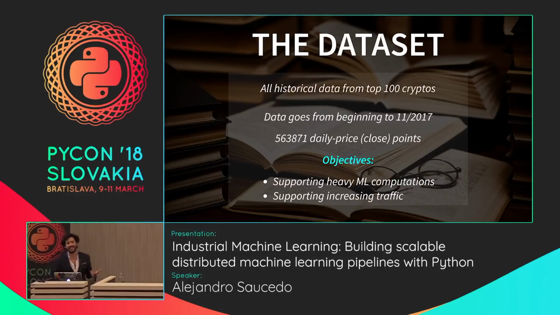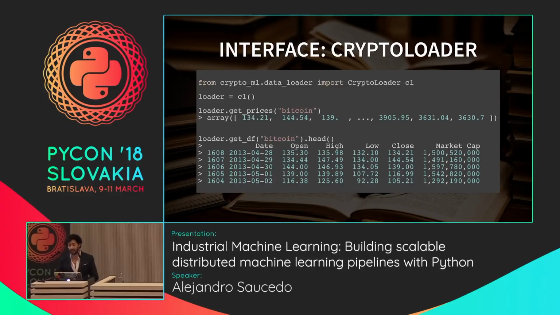Right, so I found this data set. It has the top 100 cryptocurrencies. Data goes back all the way from the beginning to last year, September, which, if you remember, is when it all went downhill from there. And it's around 500K daily price points, so it's not as much data for each one, but it can get us started.